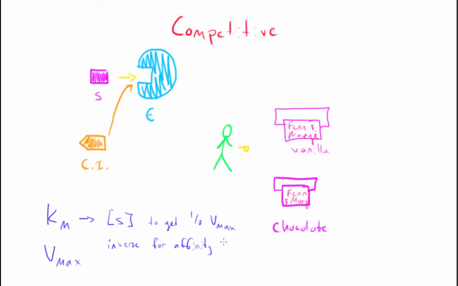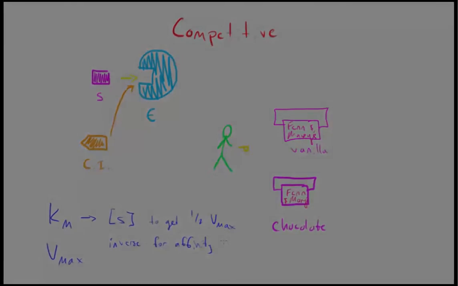If you have a very small amount of substrate and that gets you to 1/2 Vmax, and so the Km is low, that means you have a very high affinity. The competitive inhibitor is going to affect Km. It is going to increase Km. By increasing Km, you increase the concentration of the substrate that you need to get to 1/2 Vmax. By increasing Km, you decrease affinity.